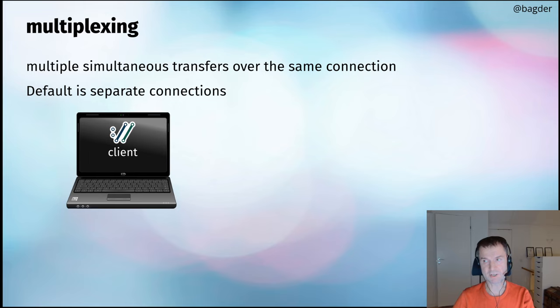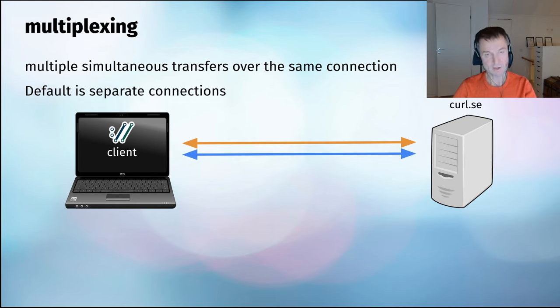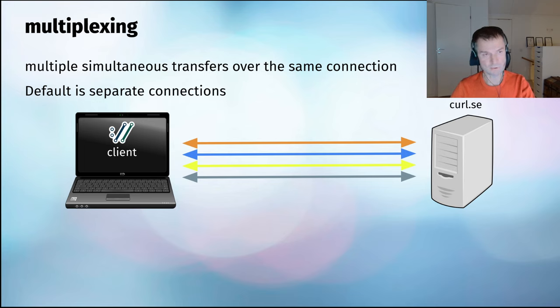So when you set up a connection from the curl client to the server over there, and you want to do multiple transfers, you do a first transfer in one connection, and you do a second transfer in a new connection, or a third in the third, and a fourth in the fourth. So that's just one connection per transfer, unless they are reused, right? If you do them serially, they could reuse the same connection. But by default, if you do four transfers at one time, they will use separate connections, four separate connections.